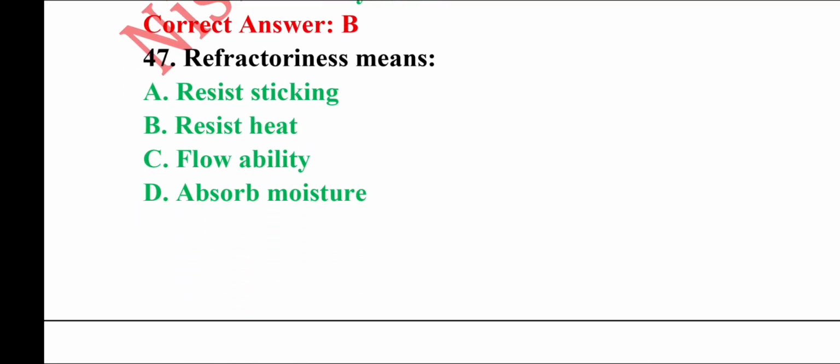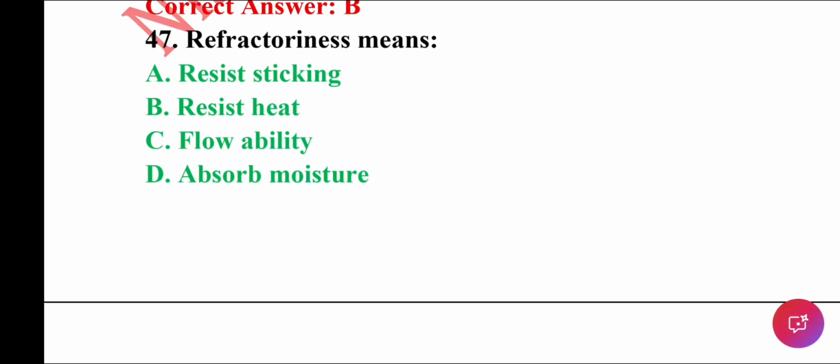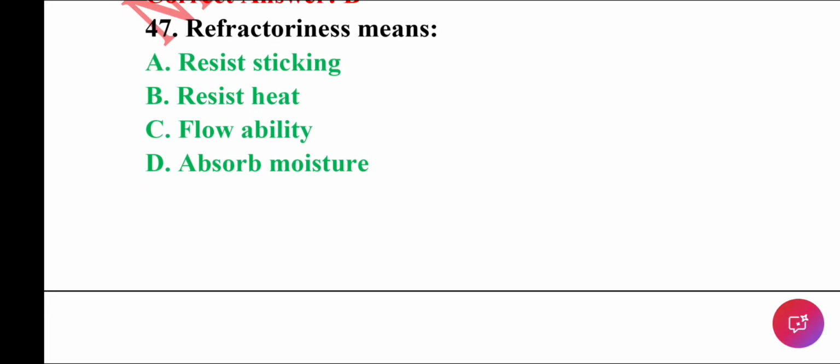Question number 47: refractoriness means. The options are resist sticking, resist heat, flow ability, or absorb moisture. The correct answer is B, that is resist heat.